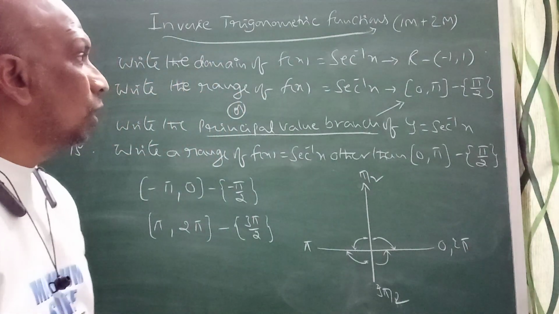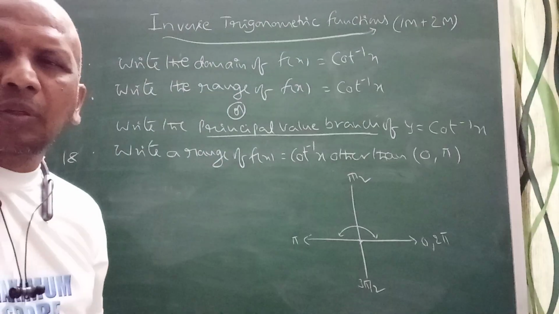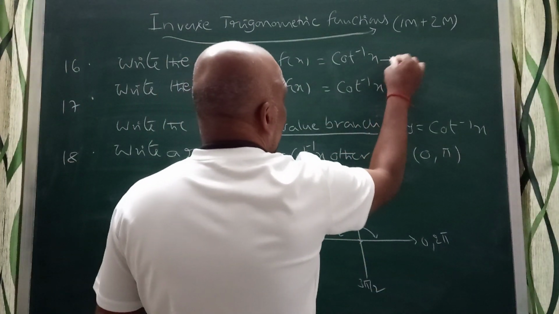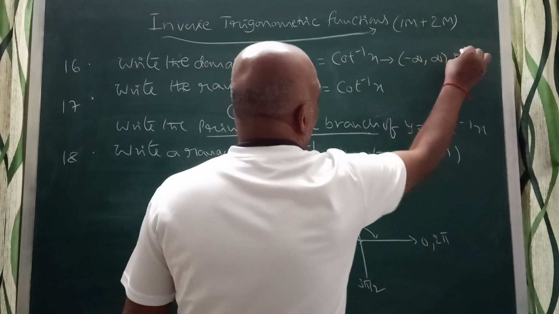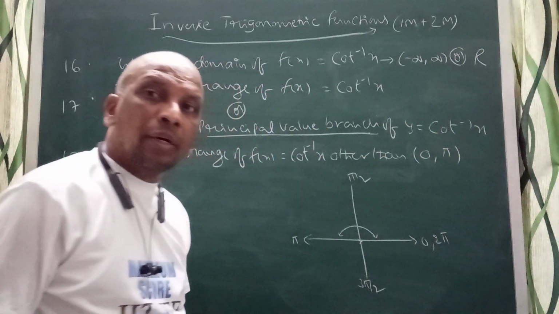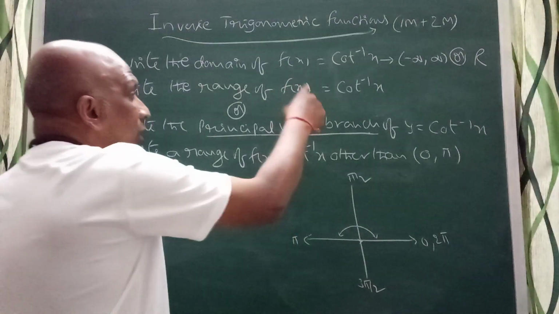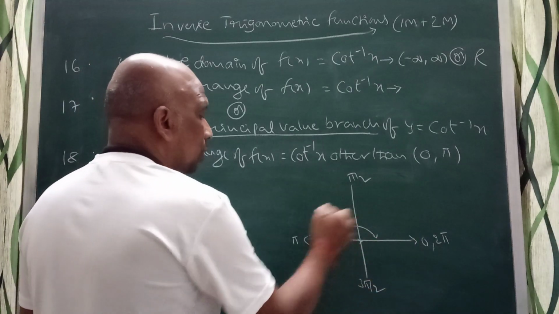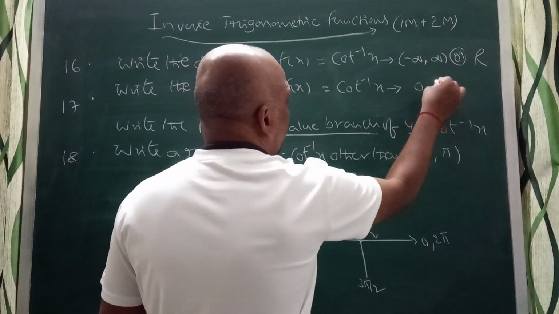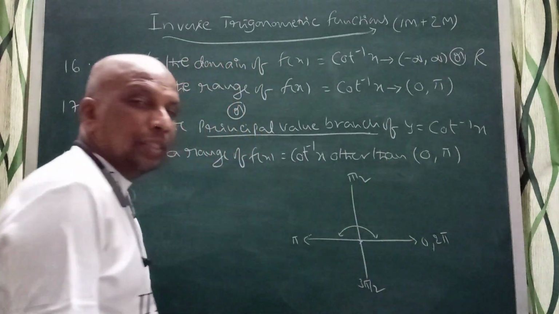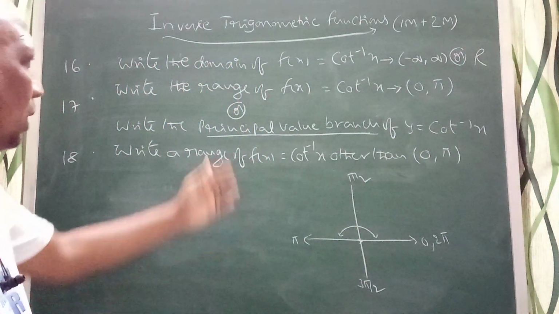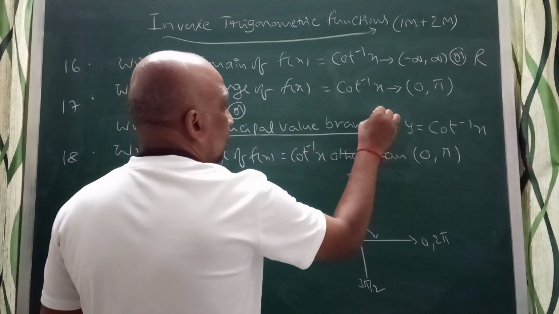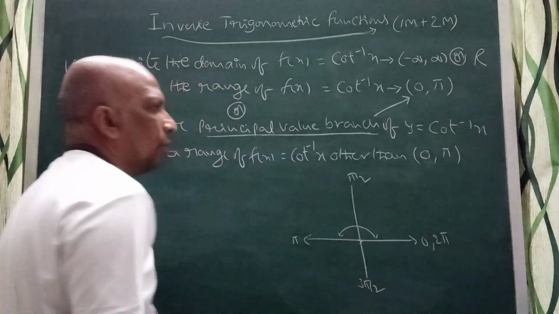Now I will discuss cot inverse x. When they are talking about the domain of f of x equal to cot inverse x, the domain is minus infinity to infinity, R, similar to tan inverse x. When they are talking about the range of this, it will be the open interval 0 comma pi. The range of cot inverse x is 0 comma pi. Same thing for the principal value branch: the answer is the open interval 0 comma pi.